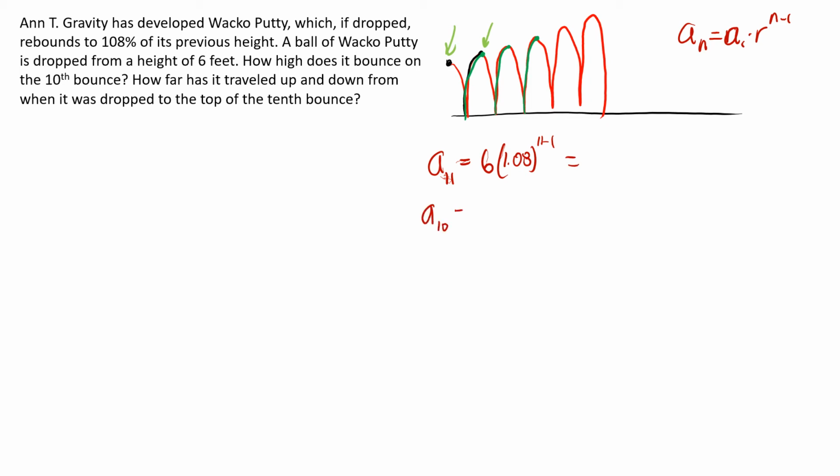If we wanted a sub 10, we'd have to use our first term, which is going to be whatever 6 times 1.08 is. 6 times 1.08, which is 6.48. So 6.48 times 1.08 to the 10 minus 1, so to the ninth power. So both of these are the same thing. Hopefully you can see why they're the same thing. Basically, I've multiplied 1.08 an extra time to get the first term of the second thing. So they're the exact same number.